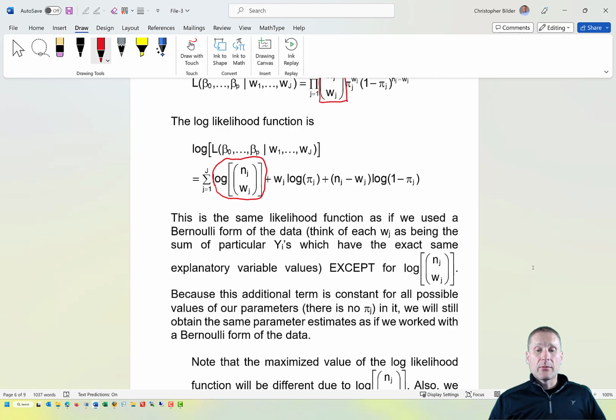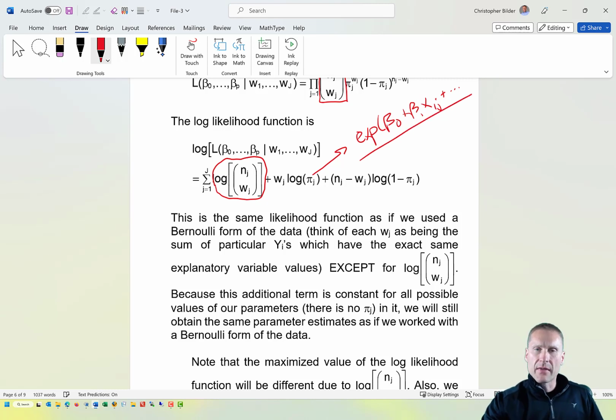Now, to find the maximum likelihood estimates for the regression parameters, remember that this pi sub j would be something like exp of beta 0 plus beta 1 times x1j plus however many explanatory variables you have, over 1 plus exp, and you write a similar thing there. Now, to find the maximum likelihood estimates of these regression parameters, I would just maximize this expression just like what we saw before with the Bernoulli response format.